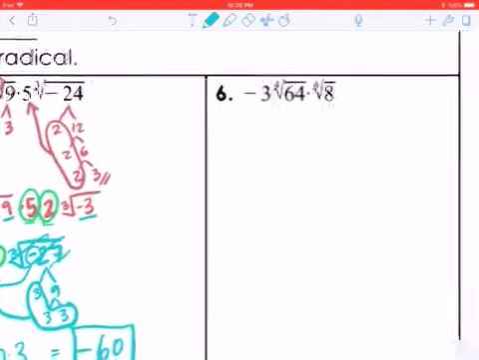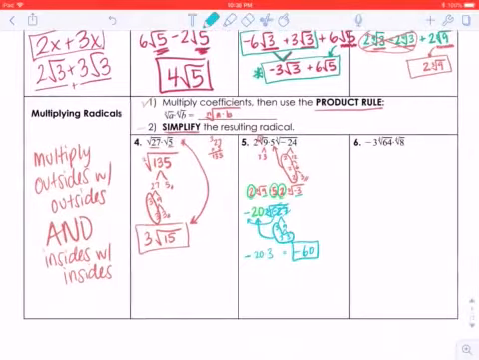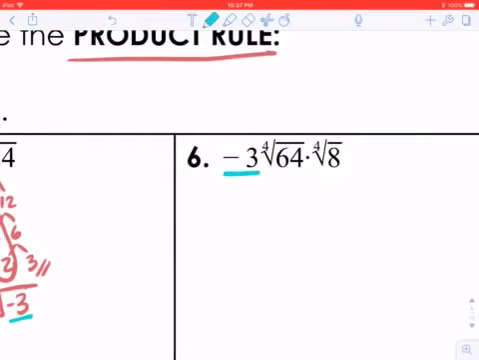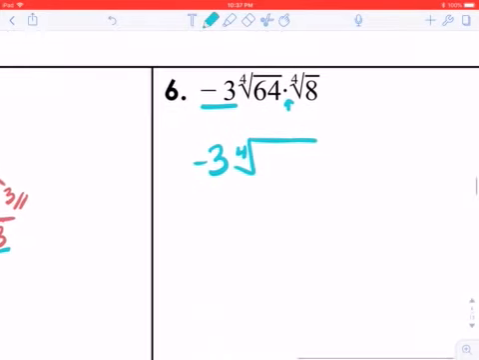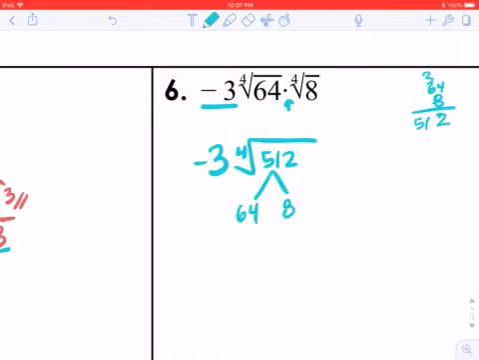All right, last one's here. So first step, I'm going to multiply the coefficients. So I'm going to do outsides with, there's no outside here, so it's just negative 3. I have the same radical, and then I'm going to do 64 times 8. So 64 times 8, let's see, that's 32, 48, 51, 512. 512. Sweet.